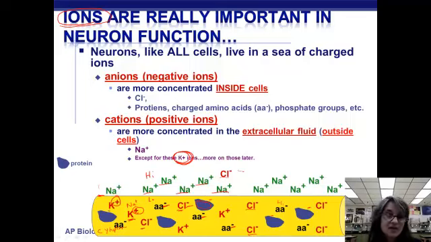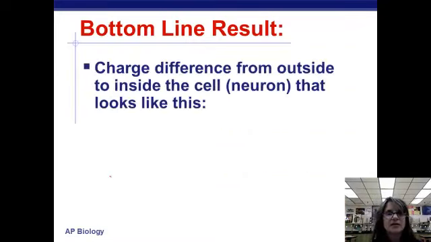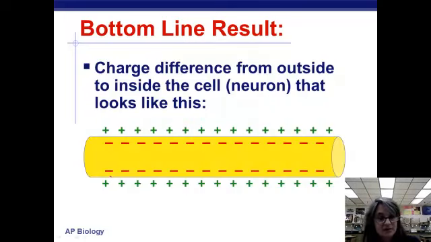So overall, this neuron is going to have a negative charge on the inside, and a more positive charge existing on the outside. Okay? That's the bottom line you need to take away from this. So, there is a charge difference from outside of the cell to the inside of the cell, the neuron, and it looks like this. Okay? It is more positive on the outside and more negative on the inside. Okay? And here's your cell membrane right here. Now, you could think of this as a concentration gradient or a charge gradient, okay?